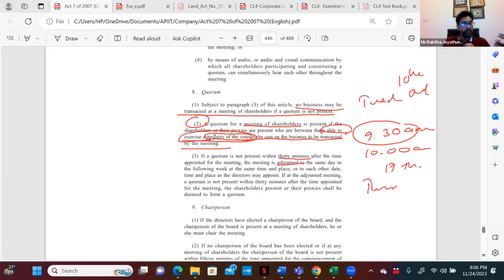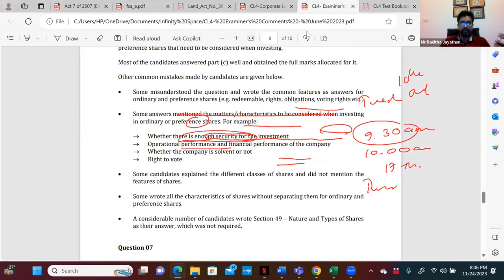Not just shareholders who have the voting right. If they are present, then you satisfy the quorum requirement.